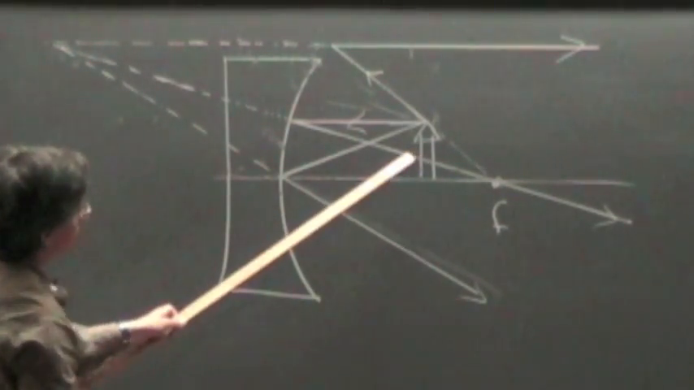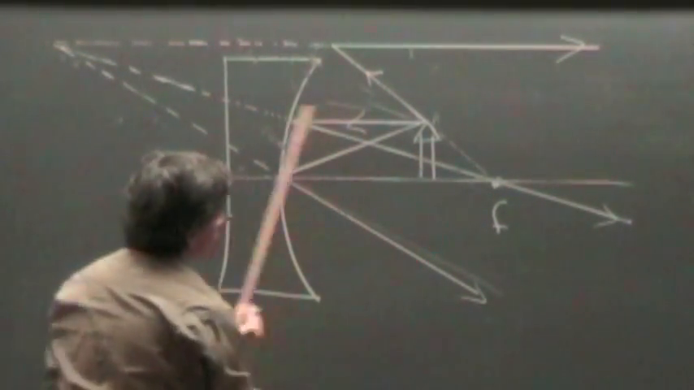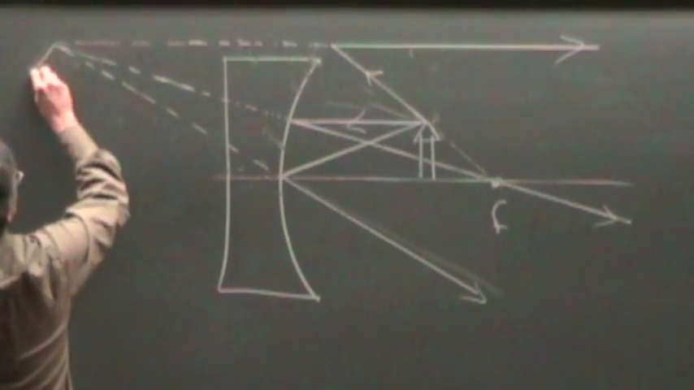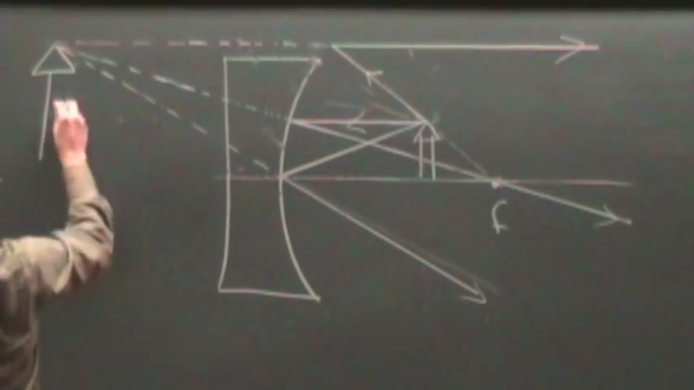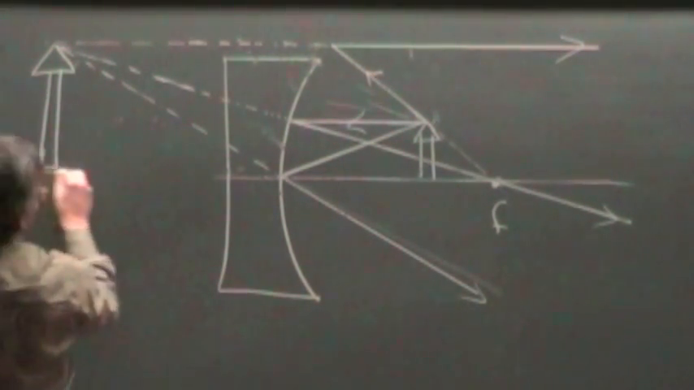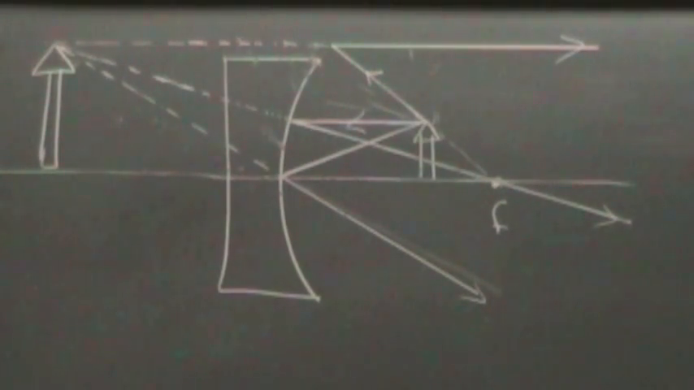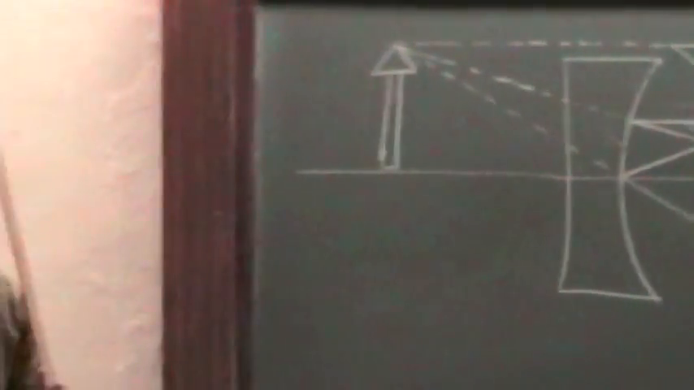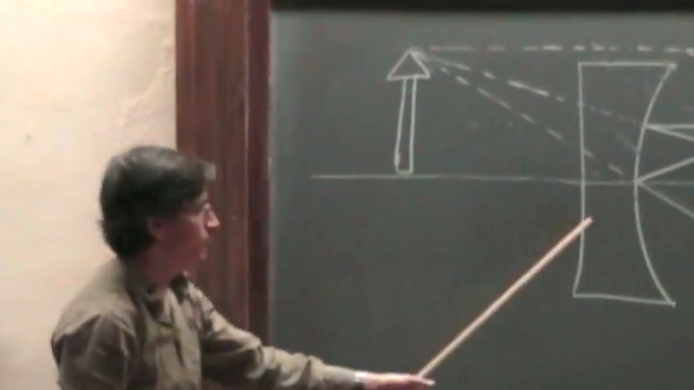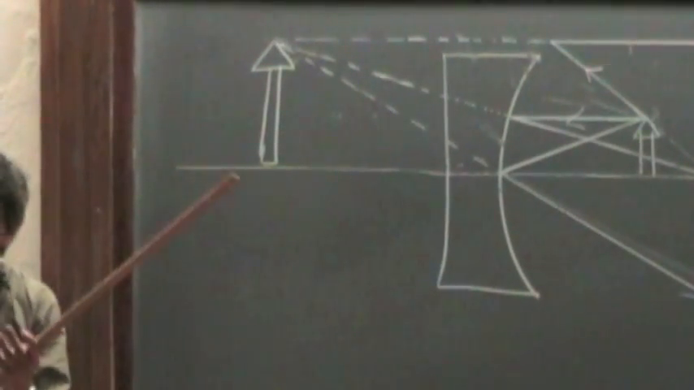So for that object that is closer to the mirror than the focal point, the image is going to be here. And it's a magnified image, and it is upright. So that kind of mirror can work as a magnifying mirror.